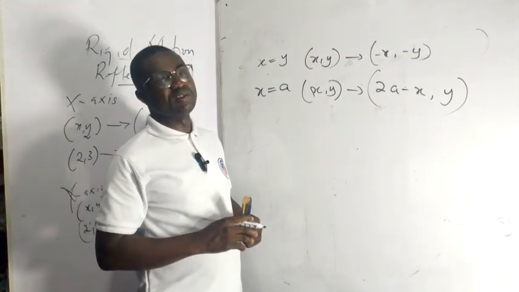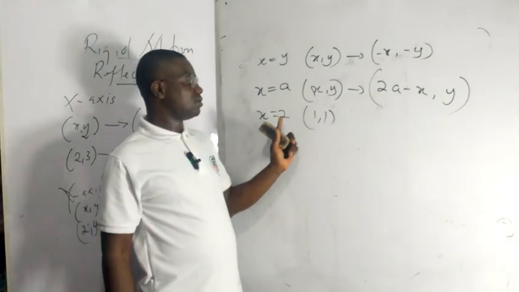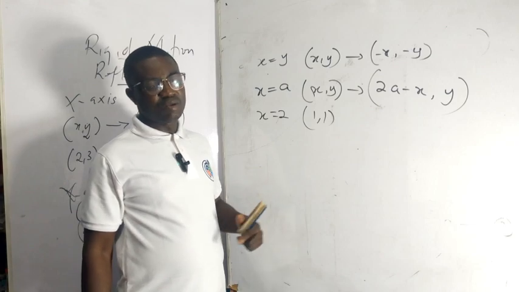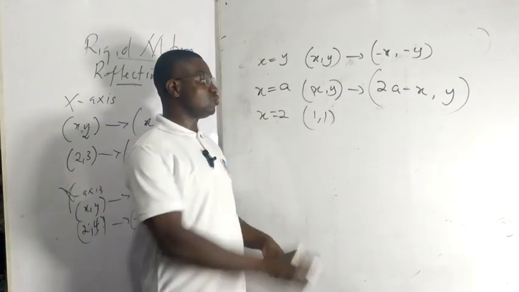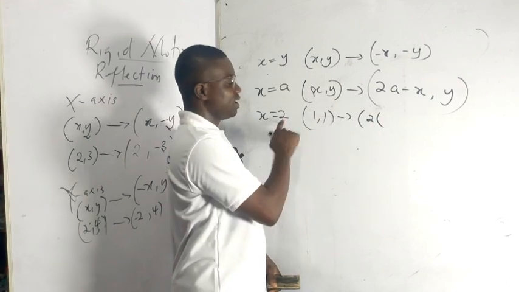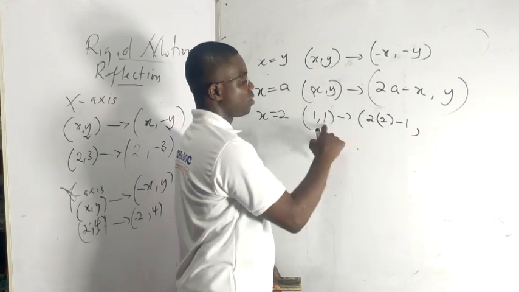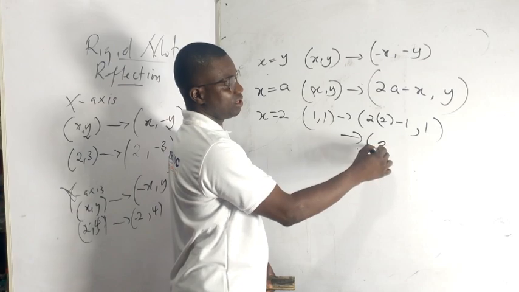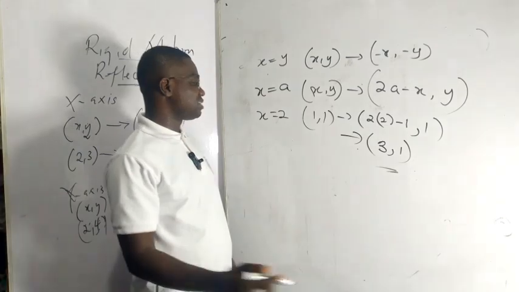A stands for any number. So you have x is equal to, let's say, 2, of a point 1 comma 1. Sometimes the question will ask you to reflect it on a particular line. It will not tell you x-axis, but x is equal to a particular number. Here, you apply this formula. So assuming this is an example, you have 2 times a, our a is 2, minus x, x is 1, and then comma, our y is 1. When you simplify this, you are going to have 4 minus 1 will give you 3, comma 1. Very simple, right? Yes.